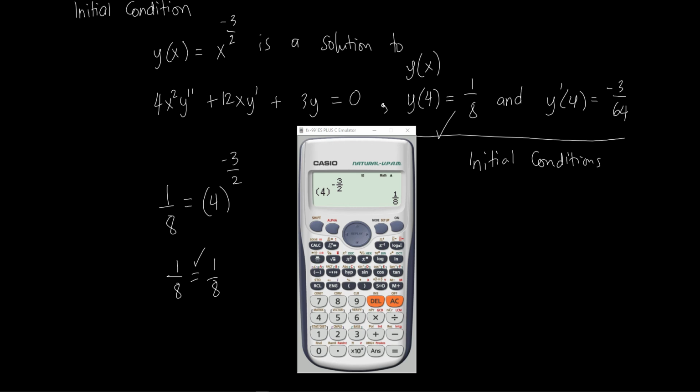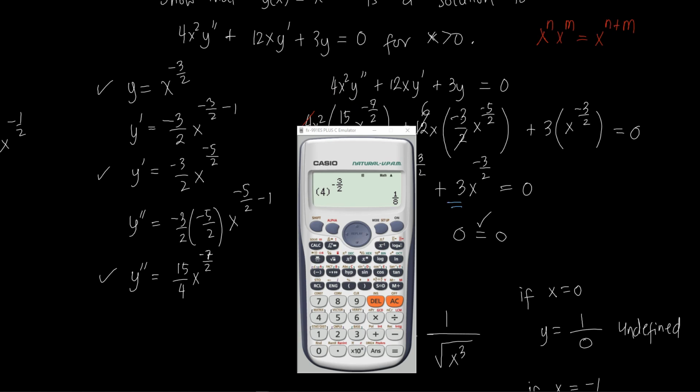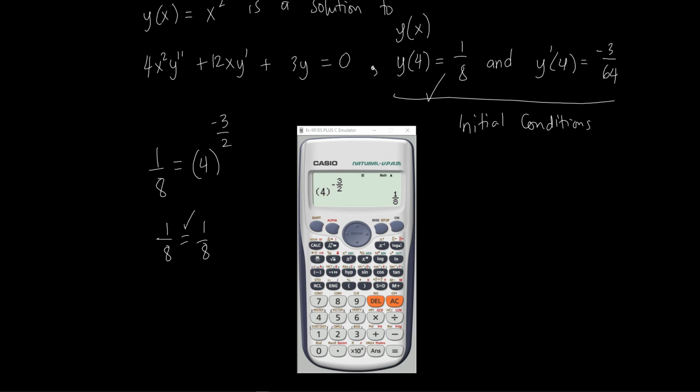Ano yung second initial condition natin? y prime of 4 is equal to negative 3 over 64. Saan ba yung y prime natin kanina? Ito. We have negative 3 halves x raised to the power 5 over 2. y prime of x is equal to negative 3 halves x raised to the power of negative 5 over 2. Check natin if mag-satisfy din ito.